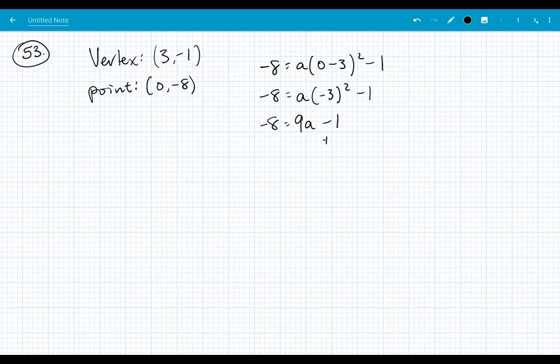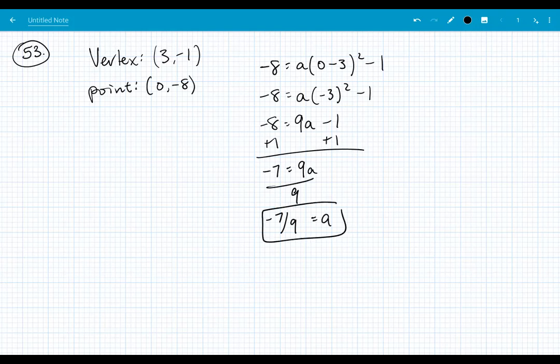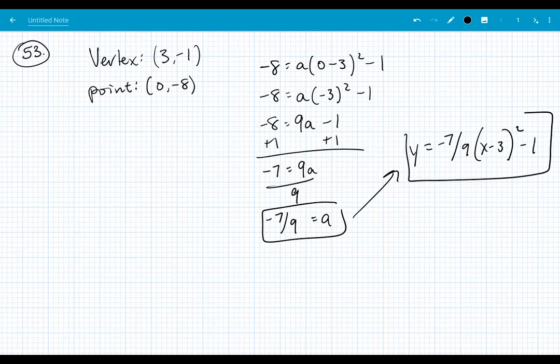Adding 1 to both sides, negative 7 equals 9a. Dividing everything by 9, negative 7 over 9 is my a value. So I know my final equation is y is equal to negative 7 over 9 times x minus 3 squared minus 1, using the h and k values like we've been doing.